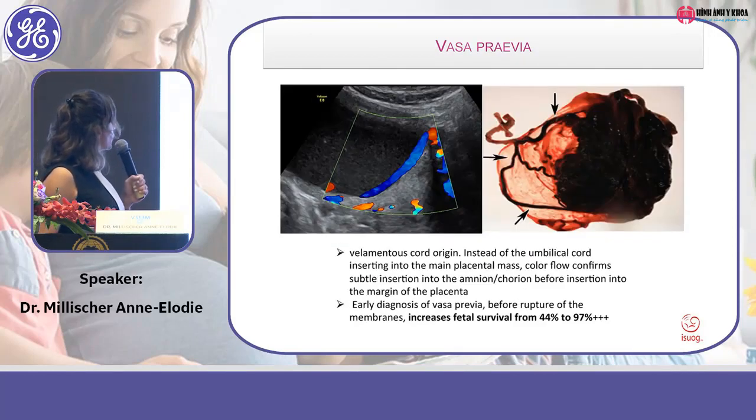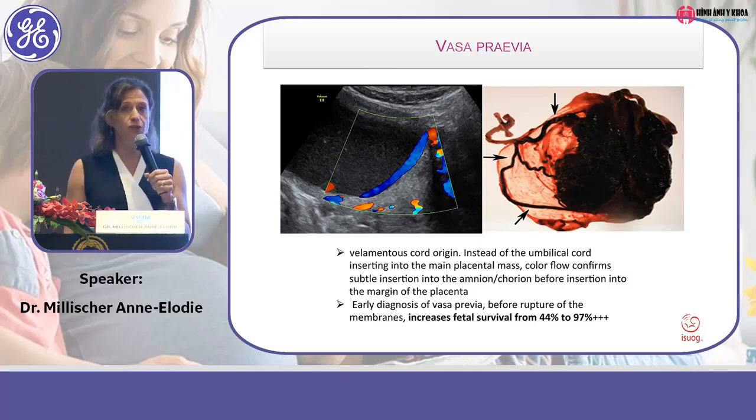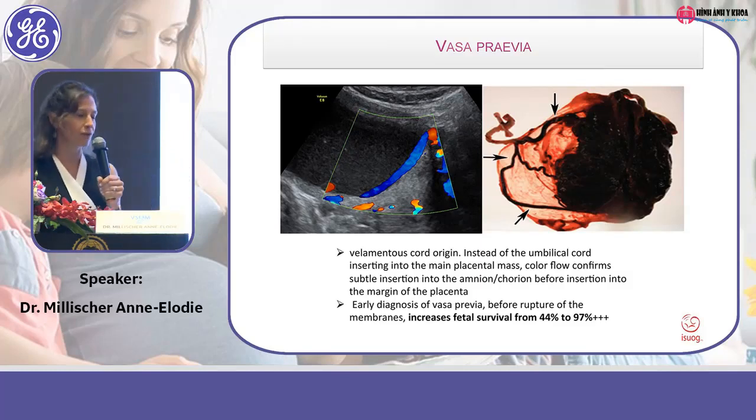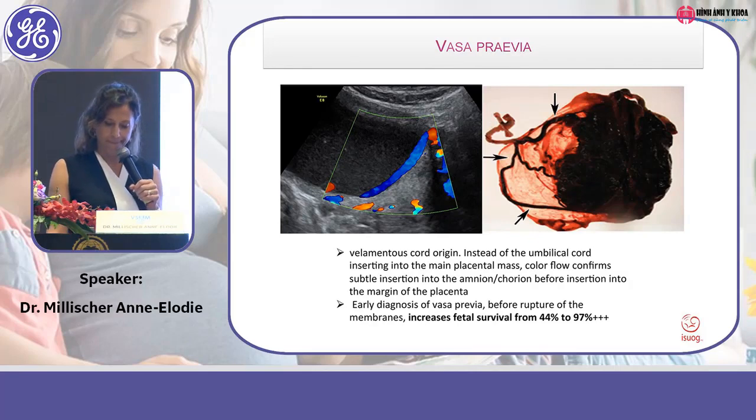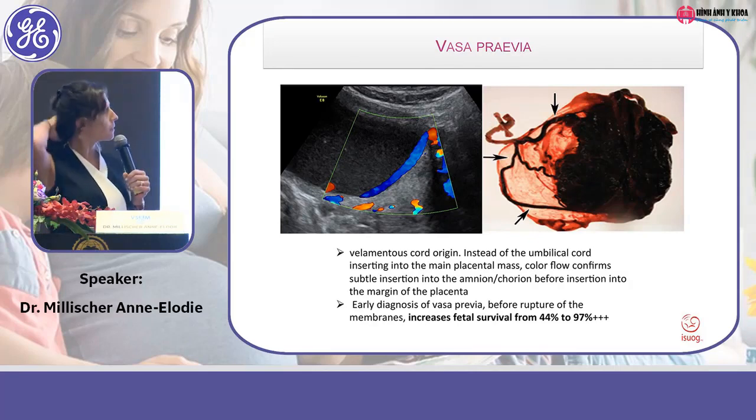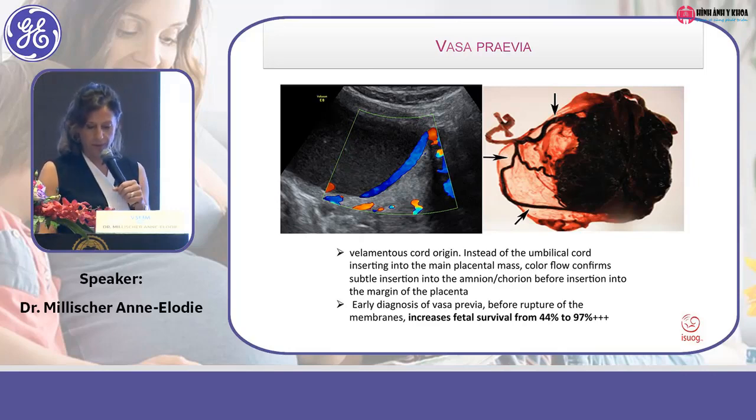We know that early diagnosis of those vasa previa, and here is another example, before rupture of the membrane, increases fetal survival from 44 to 97%. So it is our mission to correctly detect the presence of those possible vasa previa. Cái mạch máu tiền đạo này nếu như mà được chẩn đoán sớm trước khi mà rách màng nhau thì cái tiên lượng rất là tốt, tăng khả năng sống sót lên từ 44 tới 97% luôn.